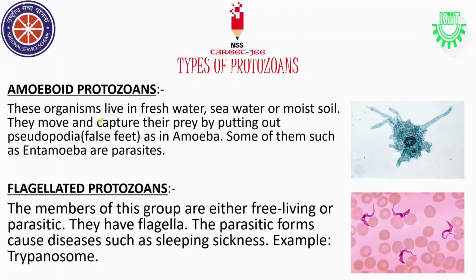Amoeboid protozoans. These organisms live in fresh water, sea water, or moist soil. They move and capture their prey by putting out pseudopodia or false feet, as in amoeba. Some of them, such as Entamoeba, are parasites.